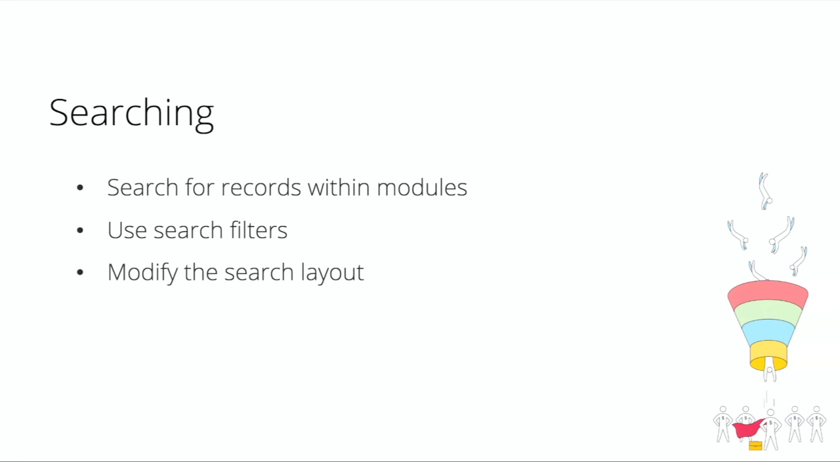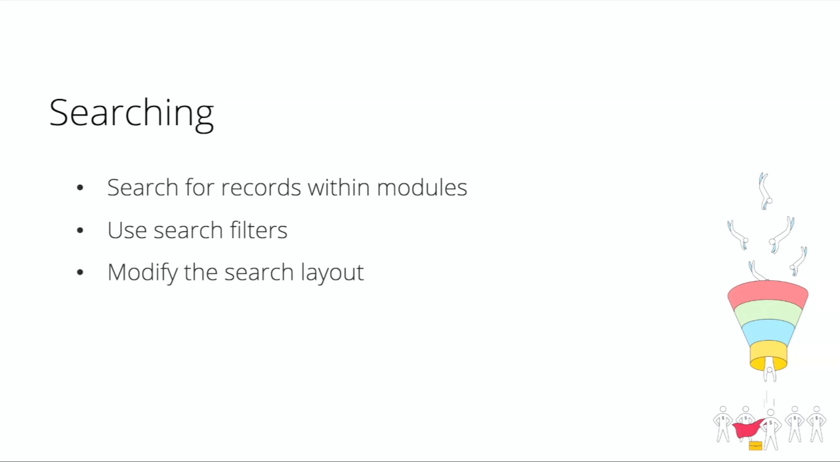And then finally, modify your search layout. This can be a little bit tricky if you've never seen it, but when you search for a record, it has a default set of fields that come up. When you search for something, it's going to find any records that match, even if you've added a note or a field onto that record that matches.